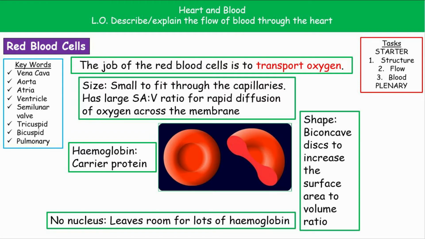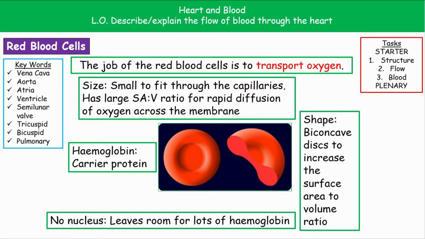And the whole need for that large surface area to volume ratio is for rapid diffusion of oxygen across the membrane there. Inside the red blood cell, they've got a special protein called a carrier protein, and the name of that carrier protein is hemoglobin, and that's what's going to actually bind the oxygen. They don't have a nucleus, so they're the only cells in your body that do not have a nucleus, and that's in order to leave as much room as possible for the hemoglobin.